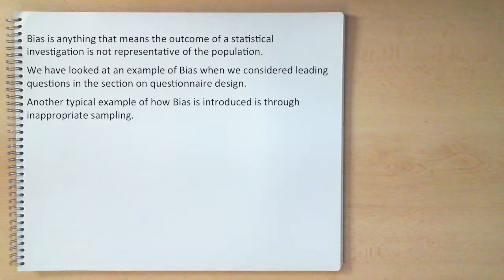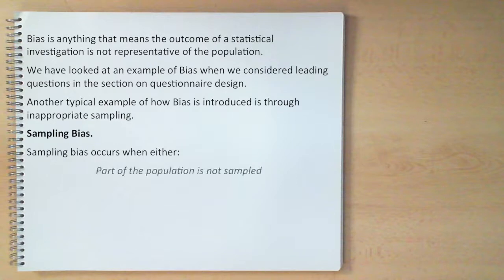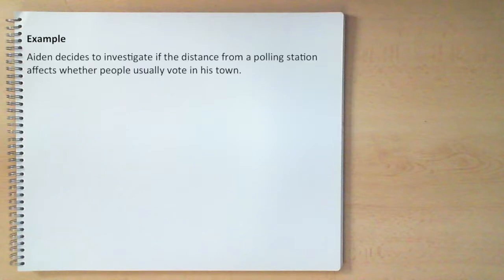So let's have a look at how that can occur. We call this sampling bias. Sampling bias occurs when either we've not managed to sample part of the population, or one group within that population is overrepresented or indeed underrepresented. We've not got the balance of the sample correct. This leads to bias because one group may have different views to another.